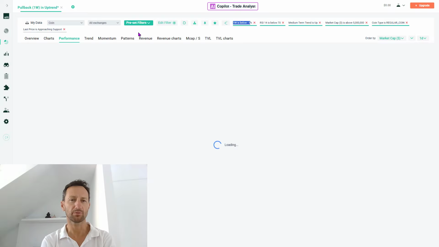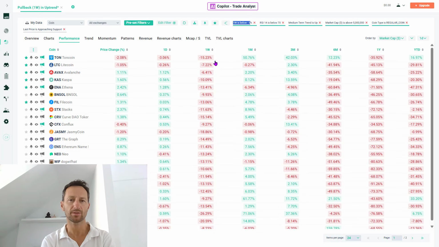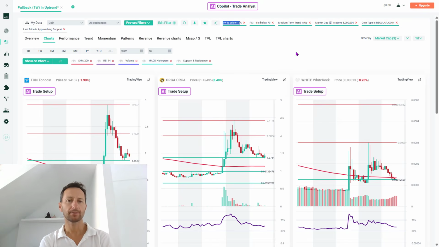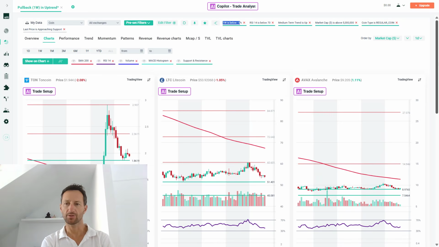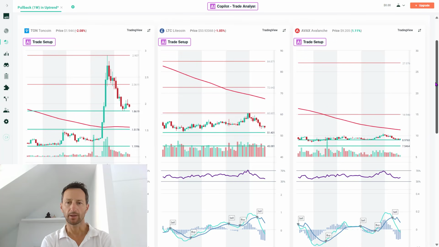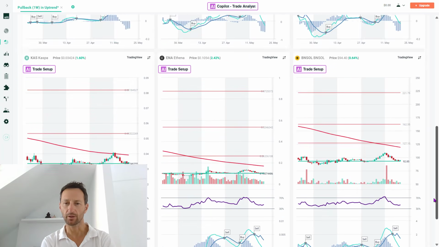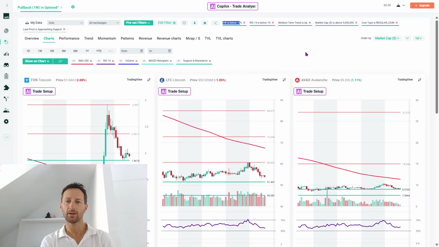So let's take a look at the performance. Okay, 1 week performance is minus 5% or more, and they are approaching support. As you can see, all of these are approaching support levels, which are indicated here in the charts as well. All right, so now I have a smaller subset of candidates for my trade ideas, and I can run the trade setups here, right?